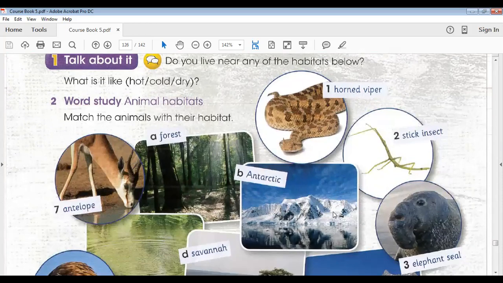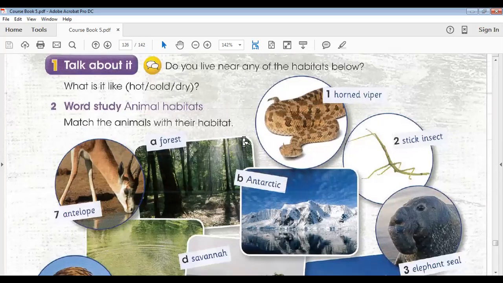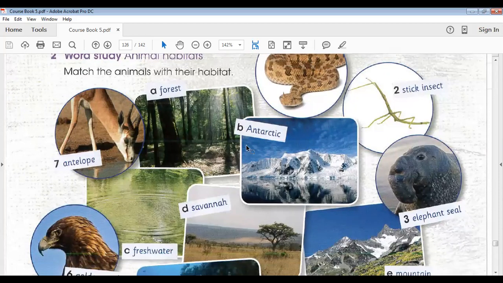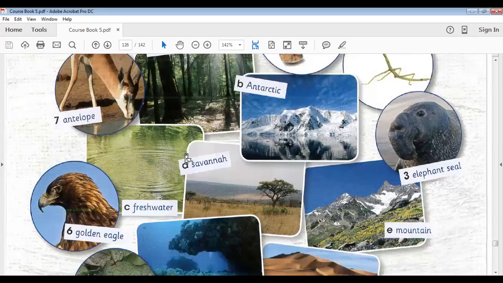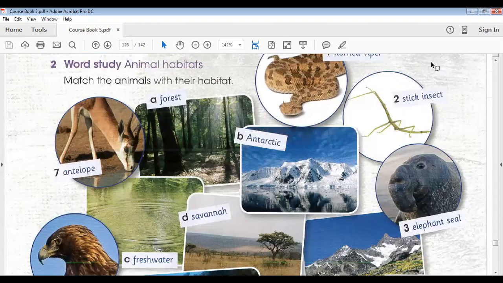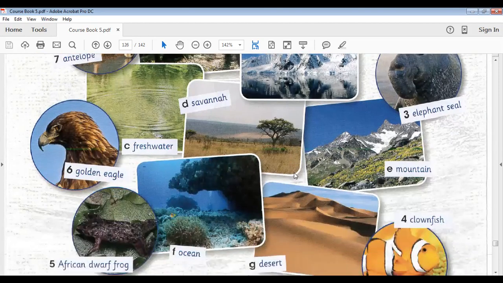The first activity is word study, in which we have to match these animals with their habitats, the environment where they live. I discussed these questions and pictures with the class. I asked them to make a guess because most of the animals are new to them, like elephant, seal, and antelope. These two animals especially, and also this stick insect. They made very good guesses and answered almost all the questions correctly.